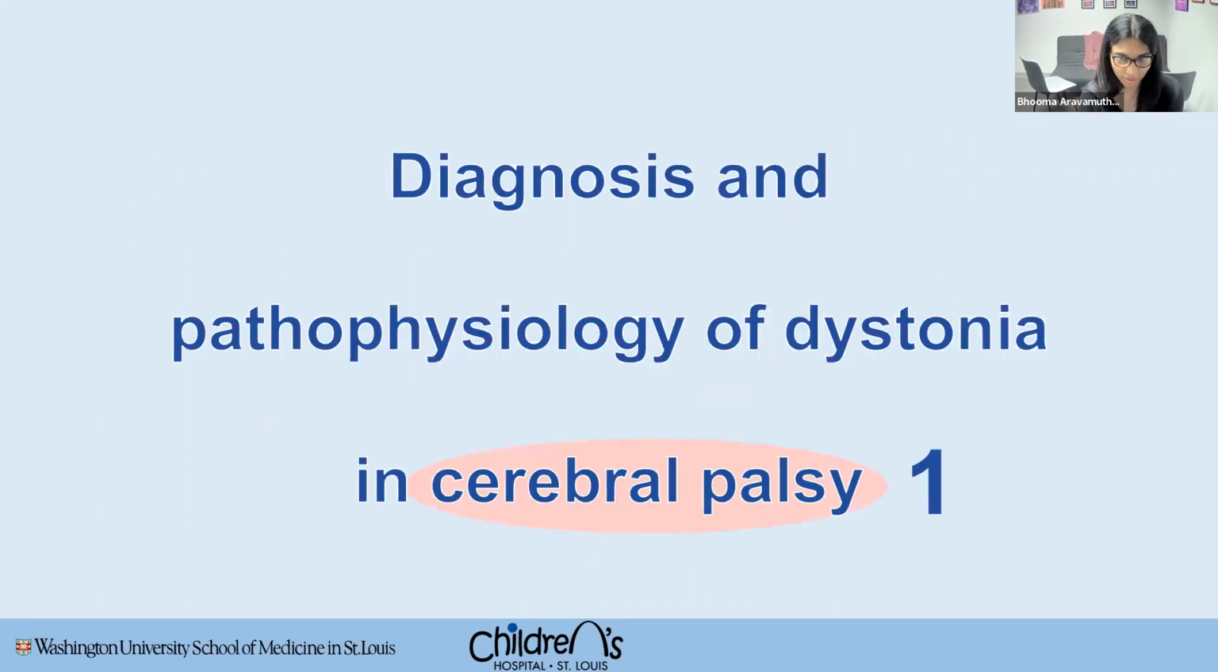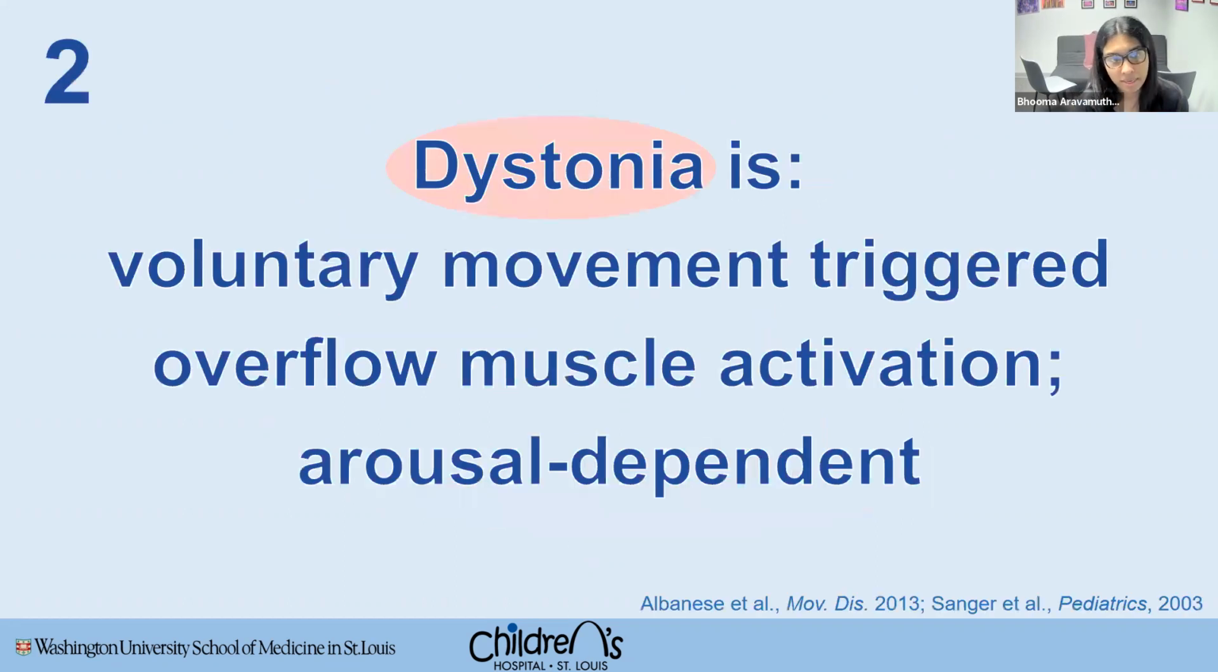So I've talked about cerebral palsy. Next, I'll talk about dystonia specifically in cerebral palsy. Dystonia is a voluntary movement-triggered overflow muscle activation. And the way I explain this to my family is it's when whenever you try to move, a different part of your body moves without you intending it to. So even as I say that, you can imagine how functionally limiting it is. Every time you try to move, your body moves in a way it doesn't want you to.